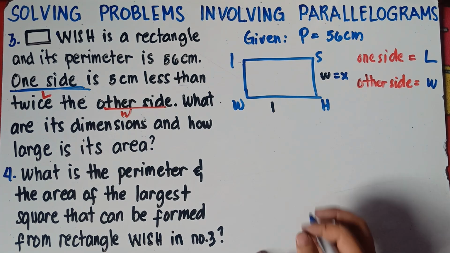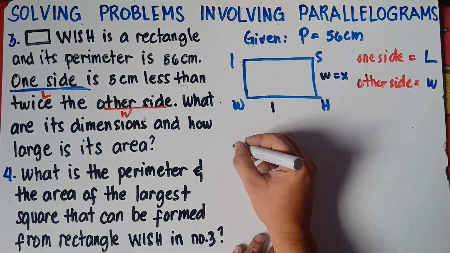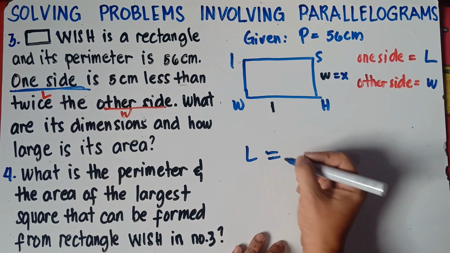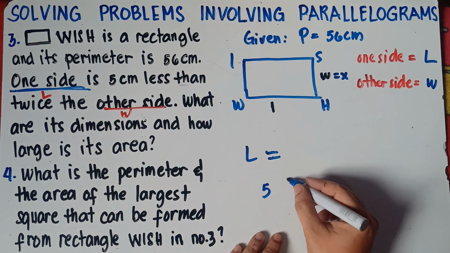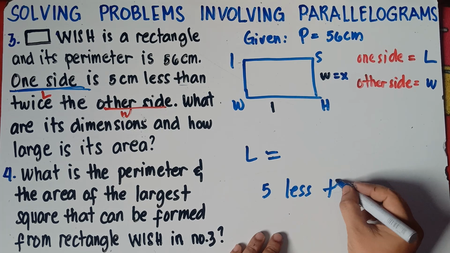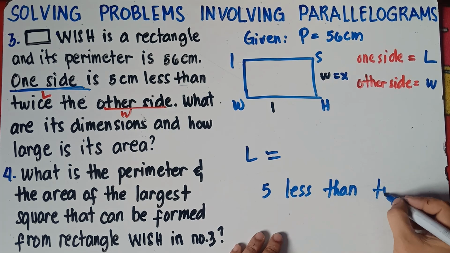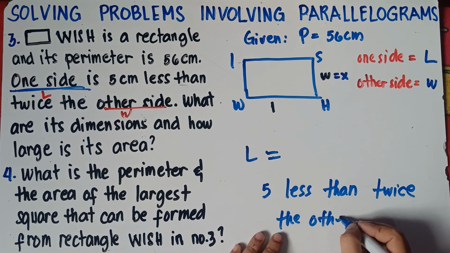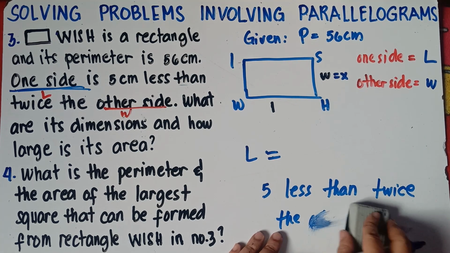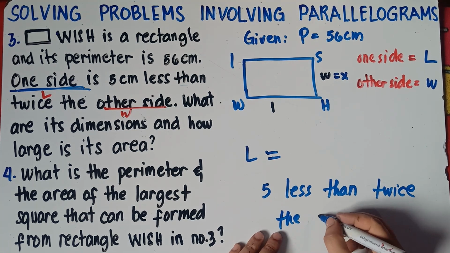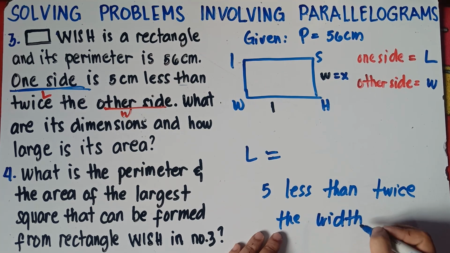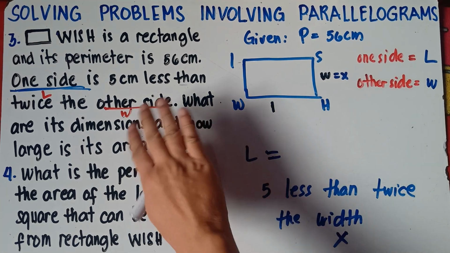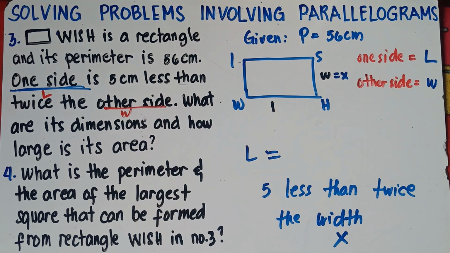How will you write that one, class? Okay, so length is one side. Once again, this one side is our length. The word is equal sign, 5 less than twice the other side. The other side, class, is our width. Twice the width, and the width is x. We let x be our width because we don't have the value of the width.